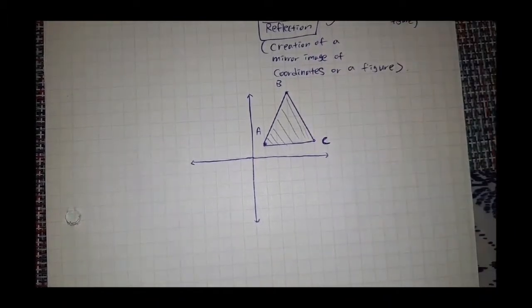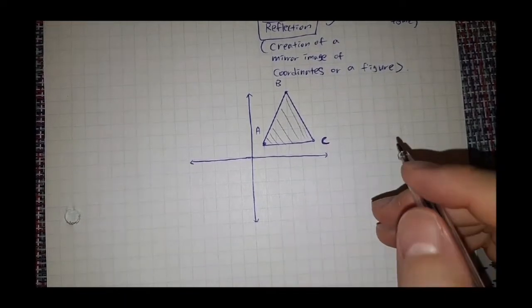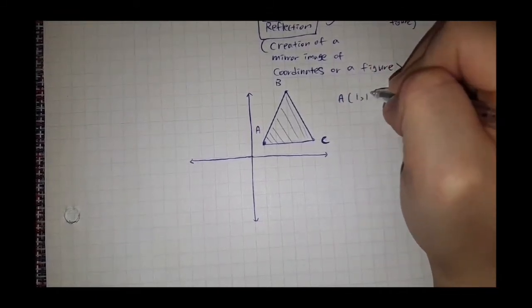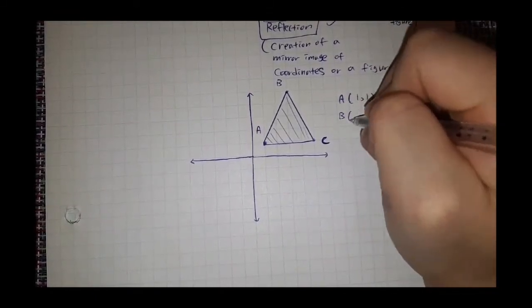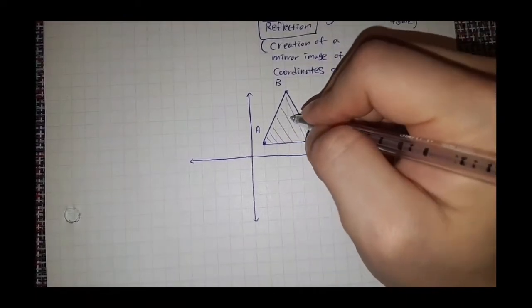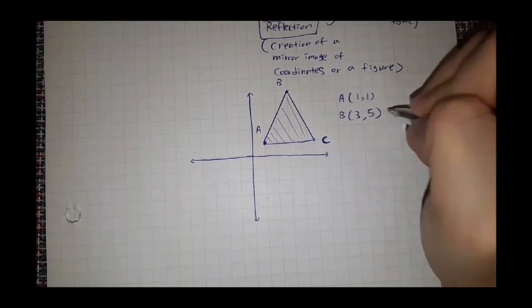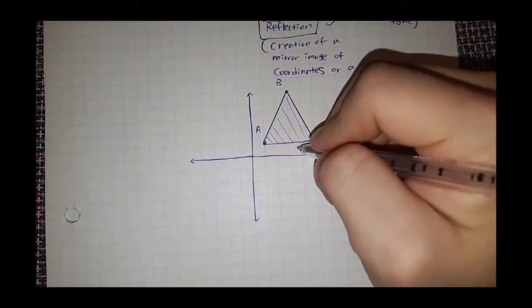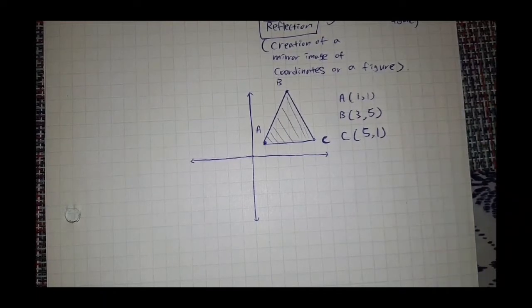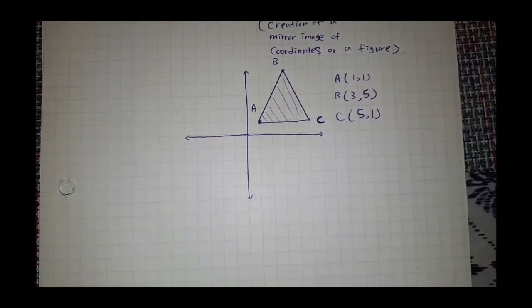It is a good idea to identify what kind of coordinates that we have, which is A is located at 1, 1, B is 1, 2, 3 to the right, 1, 2, 3, 4, 5 up, so 3, 5, C is 5, 1, something like that. That is our image. Well, I like to say original figure, if you will.